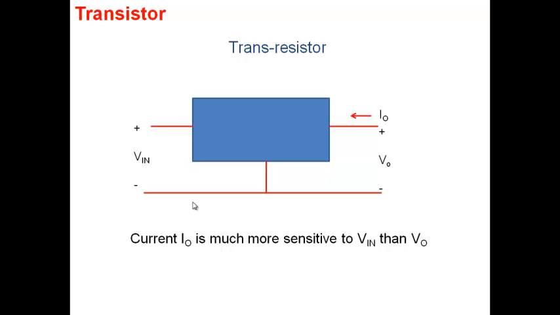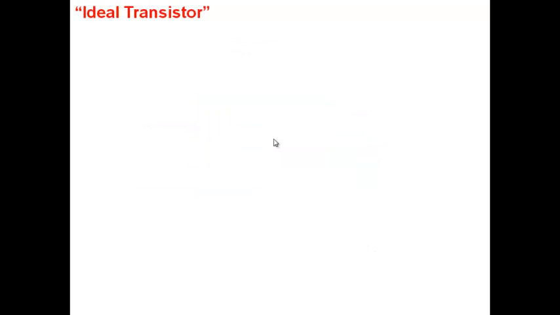So we are looking for an element in which transconductance is prominent in terms of its value and in terms of its effect. The inverse of transconductance is also called transresistance, and that's how the transistor gets its name. It's an element where transconductance or transresistance is a prominent feature.